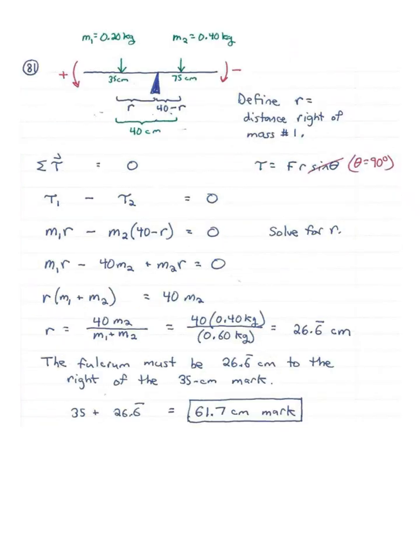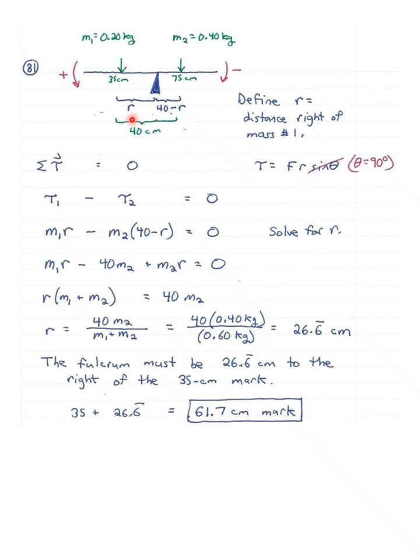Number 81. A meter stick of negligible mass has a 0.20 kilogram mass at its 35 centimeter mark and a 0.4 kilogram mass at the 75 centimeter mark. Where should the fulcrum be so the meter stick is balanced? All right. Let's look at this picture here. We have our two masses. We don't know where the fulcrum is supposed to be. In the previous problem, it was right in the middle at the 50 centimeter mark. Here, we have to find where the balance is. So we can use concepts of torques to figure this out.